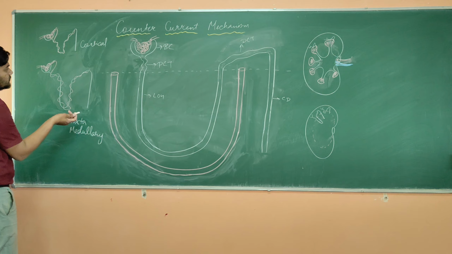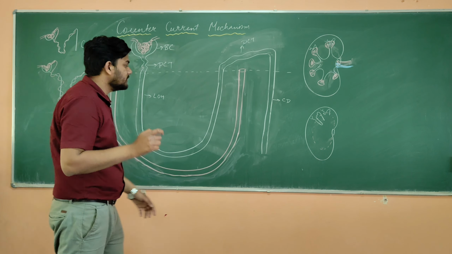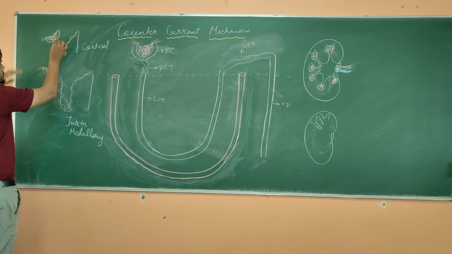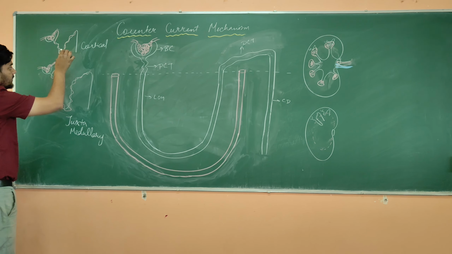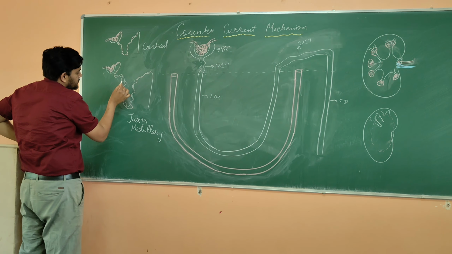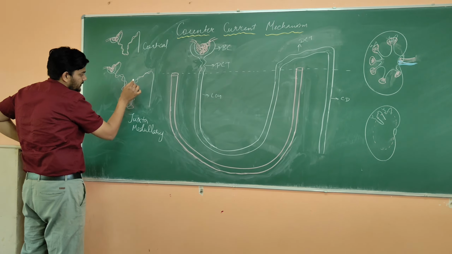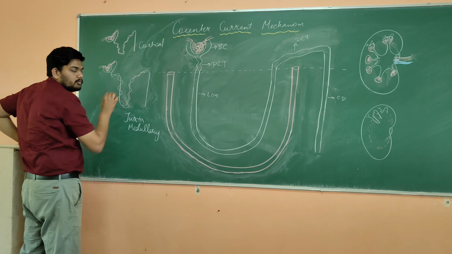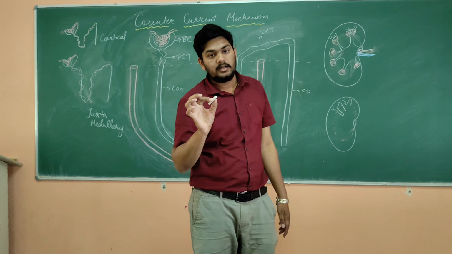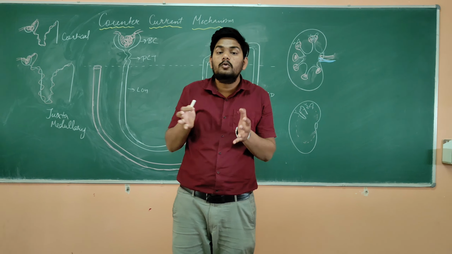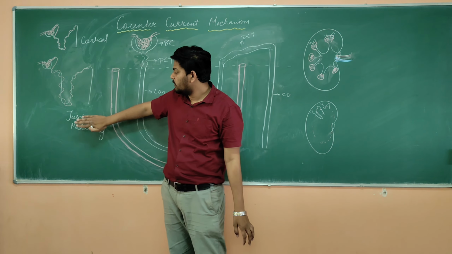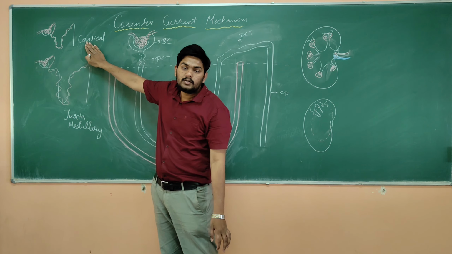Apart from that, there is one more important thing. This blood vessel which is coiled around the nephron is known as the peritubular capillary. The peritubular capillary which is coiled only around the loop of Henle is known as the vasa recta. Remember, the vasa recta is the blood capillary densely coiled around the loop of Henle. We can see the vasa recta only in the juxtamedullary nephron. It is absent in cortical nephrons.